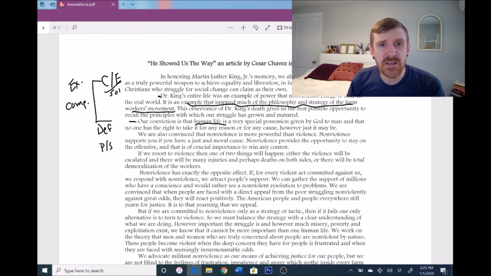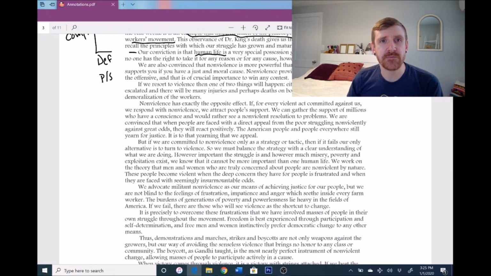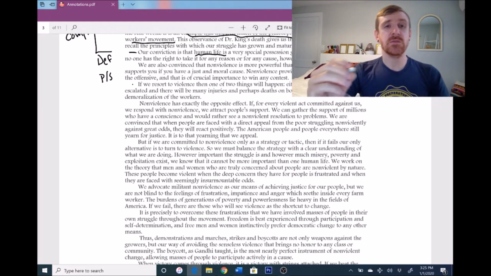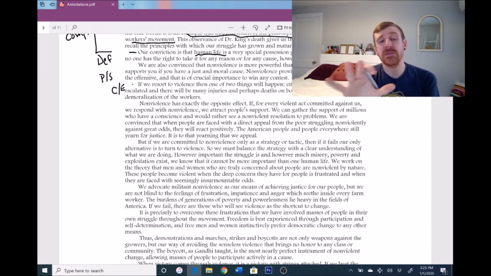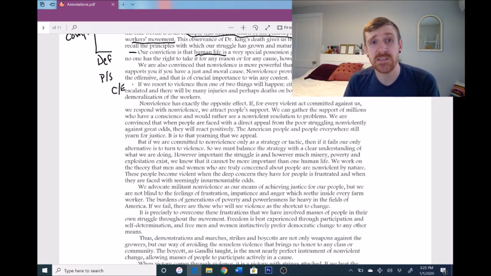So now if we continue here, we'll scroll down a little bit. We're at where it says if. It says, if we resort to nonviolence, then one of two things will happen. Either the violence will be escalated and there will be many injuries and perhaps deaths on both sides, or there will be total demoralization of the workers. And sure enough, this little section is easy for kids to identify. They're going to be like, oh, that's cause and effect. The problem is that if they only work with this particular paragraph on its own, and it's right, it is cause and effect, they're going to miss the greater method of development that's used throughout the majority of the piece.